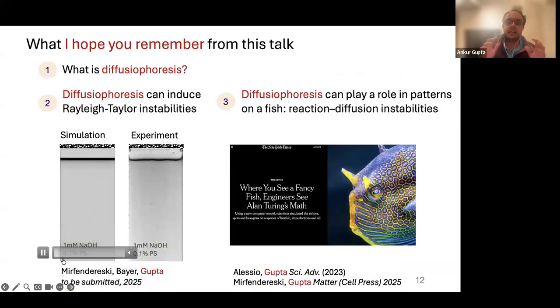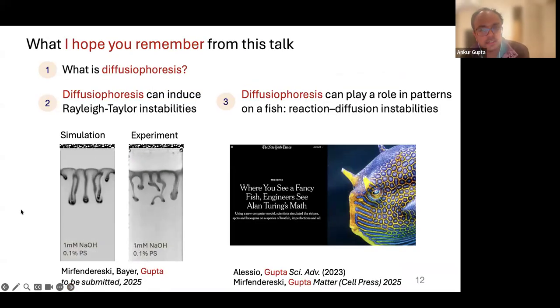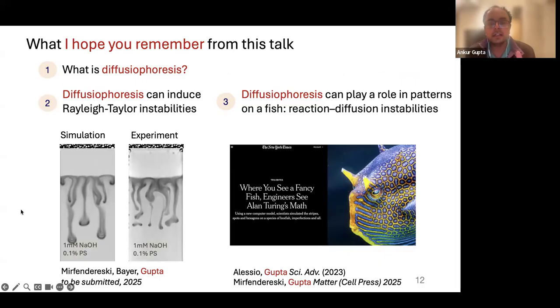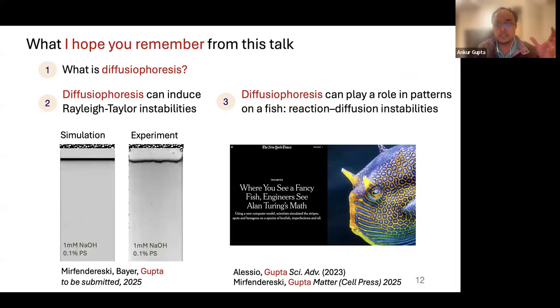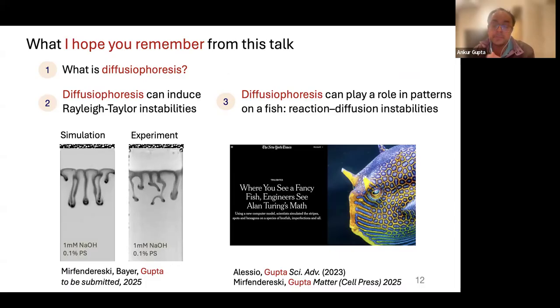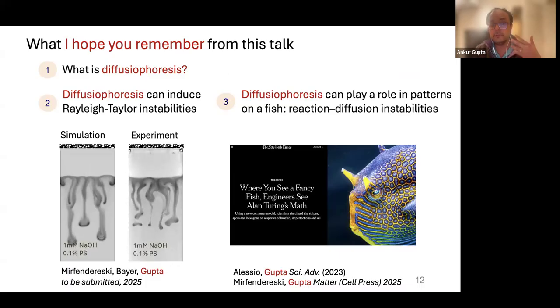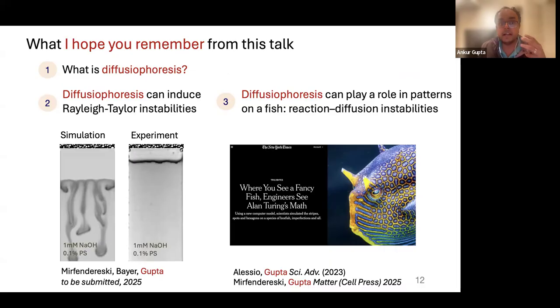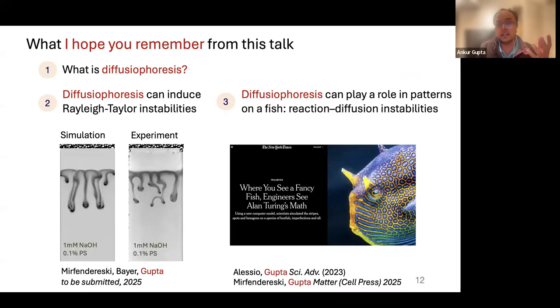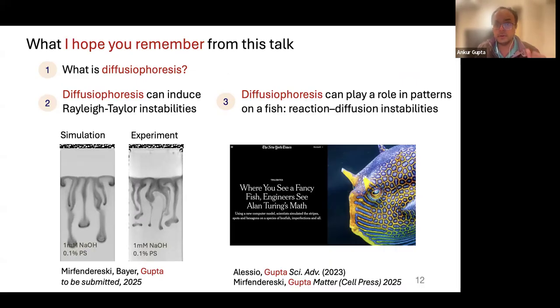All right. With that in mind, now I want to quickly summarize what we have discussed till now. So diffusiophoresis is the movement of particles in response to a concentration gradient of a solute. We also discussed the features of banding, and then we used that banding phenomenon to trigger this Rayleigh-Taylor instability by using an ion exchange membrane.